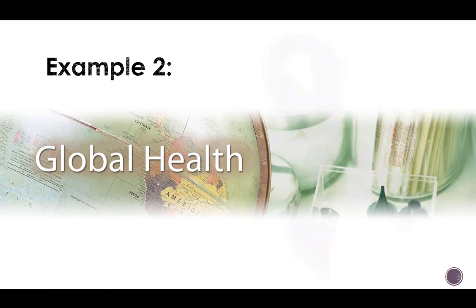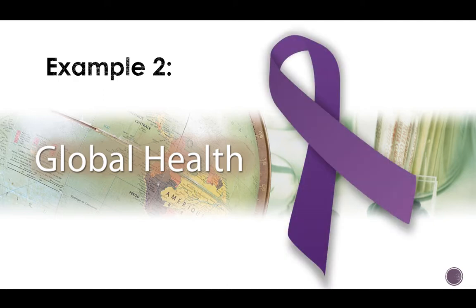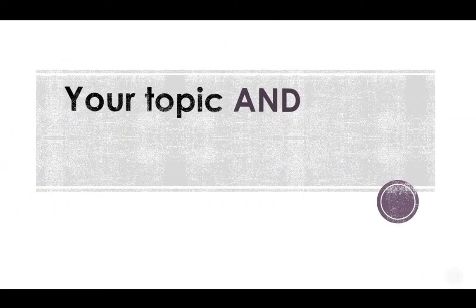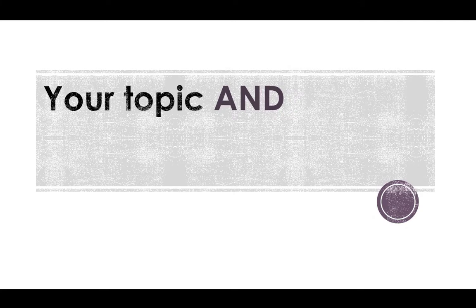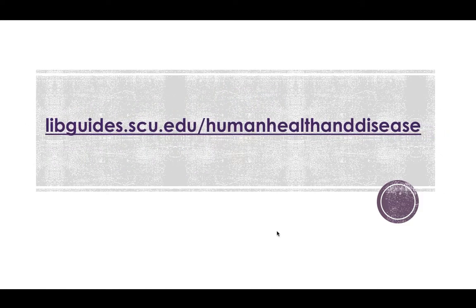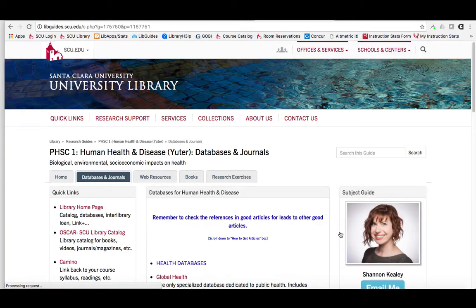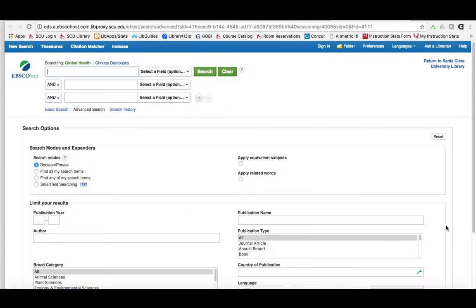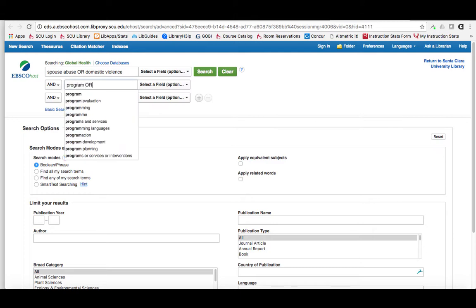For my second example, I'll show you how to use the Global Health Database to find articles about programs for stopping or preventing intimate partner violence. A global health pro tip is to search for your topic along with program or the European spelling, programme. To get to global health, go to the research guide for this course, click on the Databases and Journals tab, and click on global health. Search for spouse abuse or domestic violence and program or that European spelling, programme.